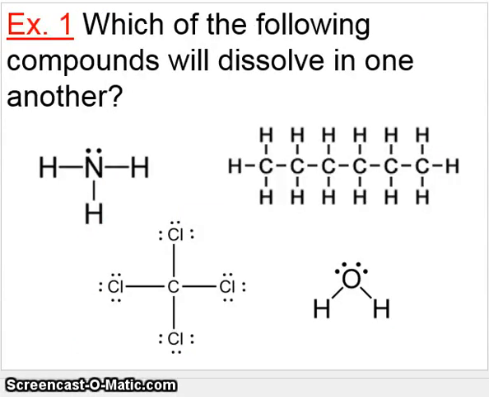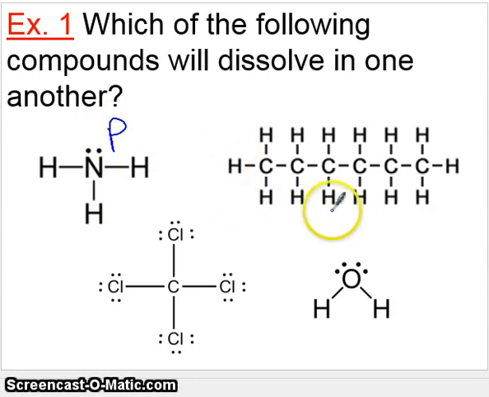Let's go ahead and finish up with this example. And the example asks, which of the following compounds will dissolve in one another? The way we'll determine this is by asking which are polar and which are nonpolar. So let's go through here and mark them as polar or nonpolar. If you take a look at this molecule, we ask ourselves, is it equally dispersed? It is not. We have a difference on the top versus the bottom and the right. So this is a polar molecule.